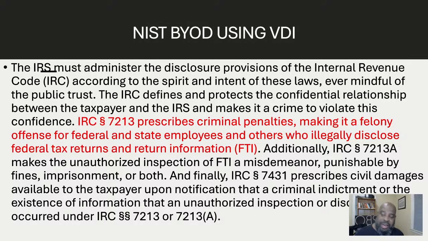So you see it in the red. I do a lot of IRS work, which sits on top of NIST 800-53. It says the IRS must administer the disclosure provision of the IRS code. I'm going to skip around a little bit. The IRS defines and protects the confidential relationship between the taxpayer and the IRS, making it a crime to violate this confidence. IRC 7213 prescribes criminal penalties, making it a felony offense for federal and state employees and others to illegally disclose federal tax returns and return information, which is called FTI.